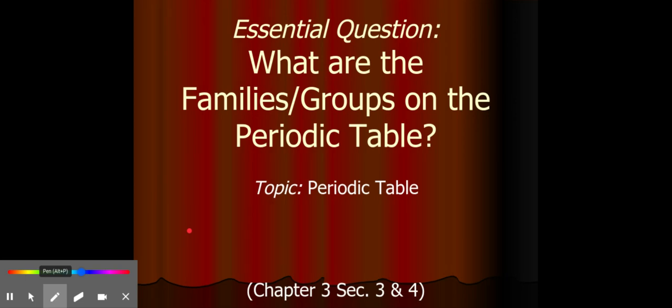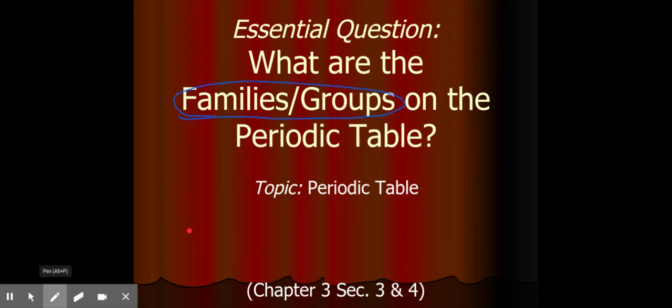Today we're going to be going over our second essential question for our periodic table unit. If you remember, in the first one we were talking about where the periodic table came from and how it was created. We talked about all its different parts and how it could be broken into different sections. But today we're going to be looking at something a little bit more specific, and that is the families or groups that are found on the periodic table.